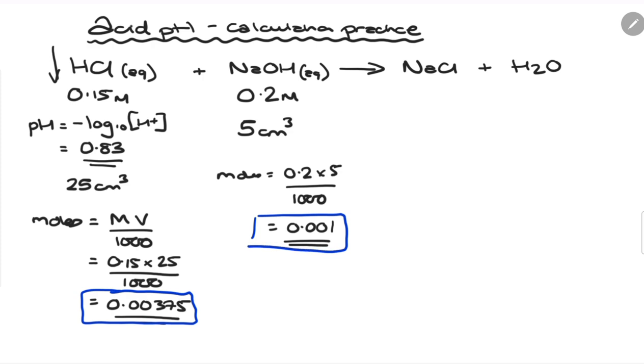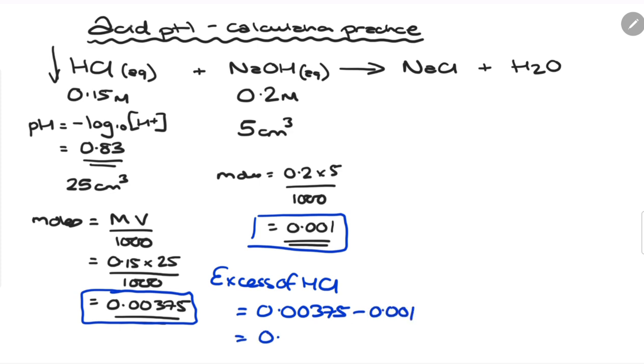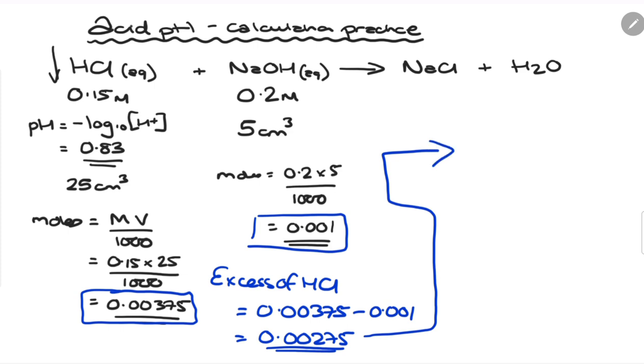Now, if we assume that complete reaction will occur, then the excess of HCl remaining is going to equal the 0.00375, subtract the 0.001, and that will leave us with 0.00275. So that will be the number of moles of HCl remaining. We're then going to need to calculate the pH. Now obviously, in order to calculate the pH, what we would need is to reevaluate what the concentration of the H+ is going to be.